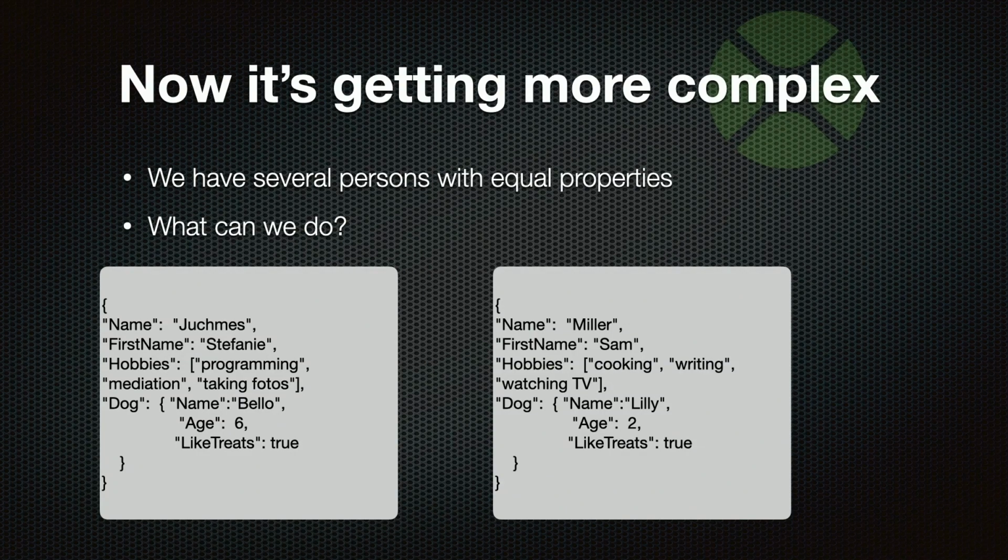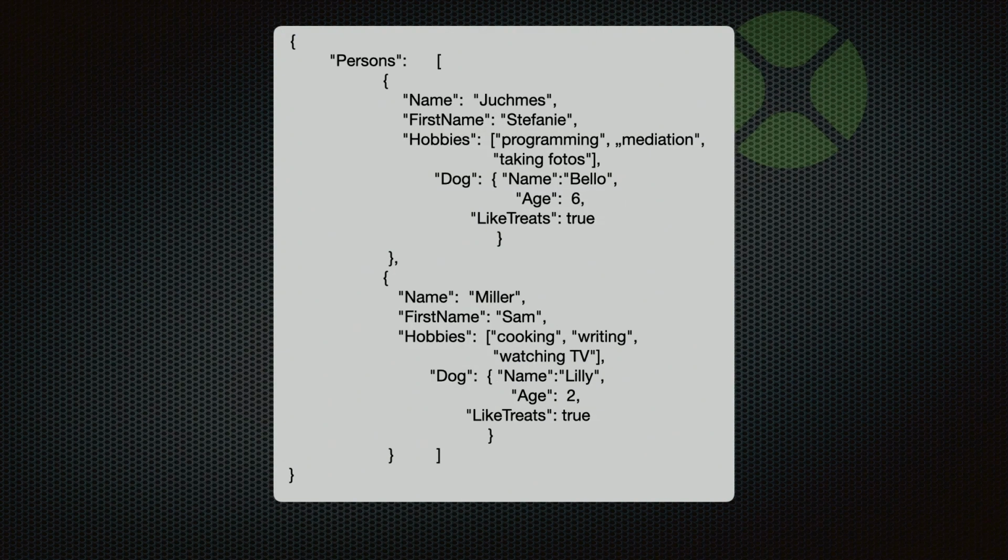But I'm not the only person on this wonderful world. And so we want to have a second person in our JSON, and it is Sam Miller. He loves cooking, writing, and watching TV, and has a dog named Lily, who is 2 years old and likes treats also. So, how can we combine these two objects in one JSON? And this we do with an array. We define a key named persons, and then we have here our array with the two objects inside as elements, separated by commas.